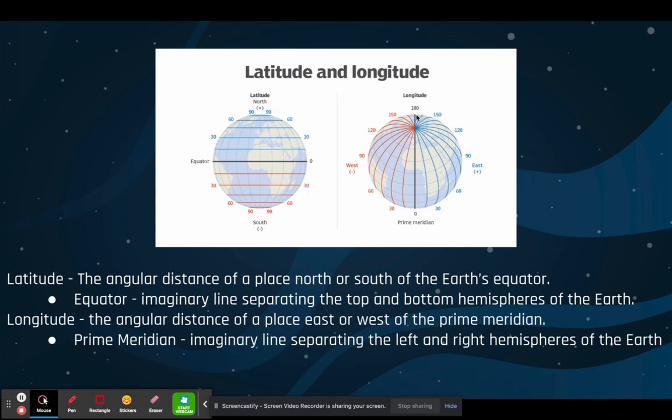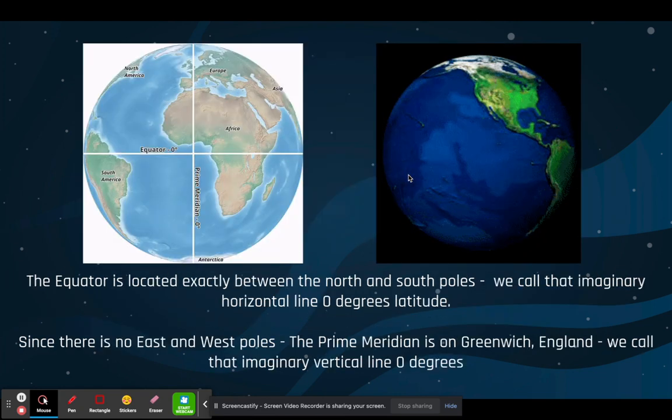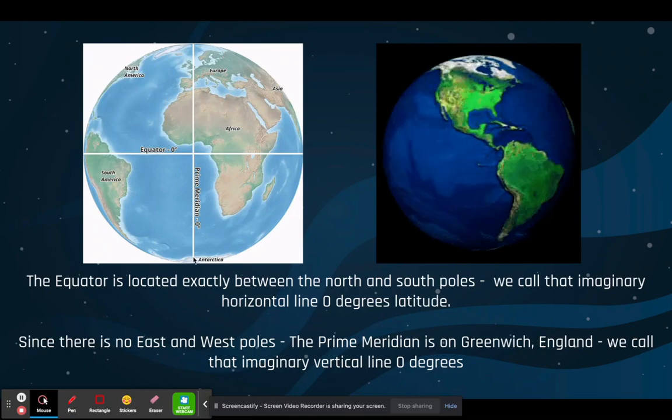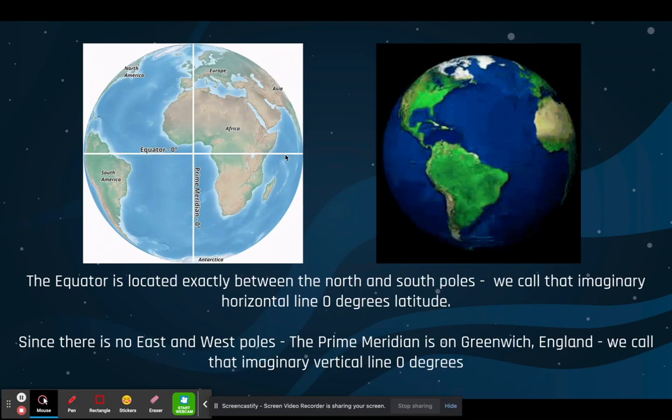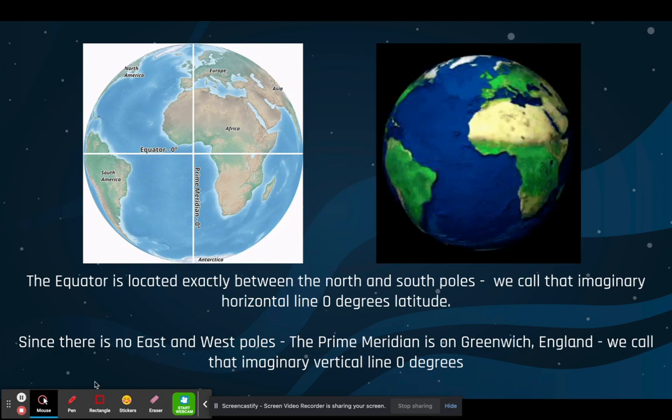Now longitude, we have the prime meridian, the imaginary line that cuts the Earth into left and right halves. Anything to the west of that line is a negative degree. Anything to the east is a positive degree. But there kind of is an issue here. We have a north and south pole. Since the Earth is spinning in this direction, the equator is always in the same spot.